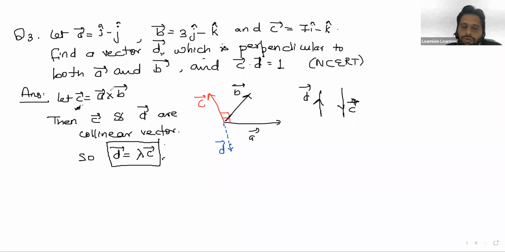Now what you can do, you can find the vector C from here by finding the cross product. Then you can put D equal to lambda times C, and then use the formula C dot D. But C is already given here, so we will not use C here. We will take some other, let this be H. Vector H is equal to this. Then vector H and D are collinear, then D is equal to lambda times H.